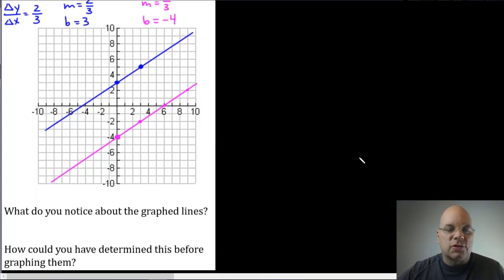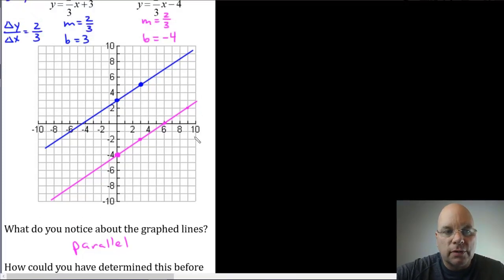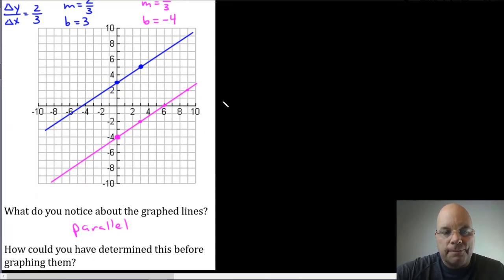The question then asks, what do you notice about the graph lines? The graphed lines, they're parallel. How could you have determined this before graphing them? The fact that the slopes are equal, both slopes are 2/3, results in parallel lines. If the slopes are equal, the lines should be parallel.